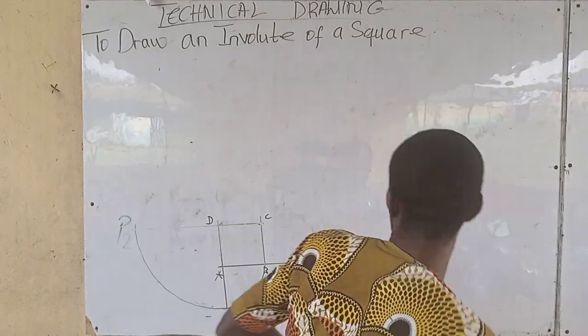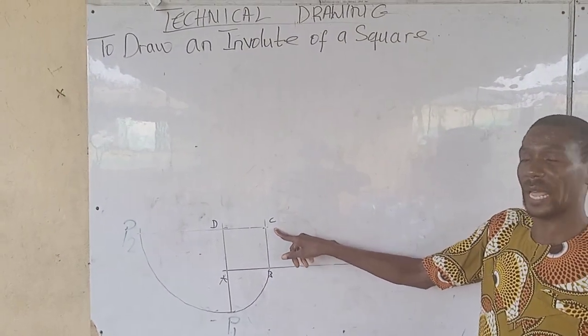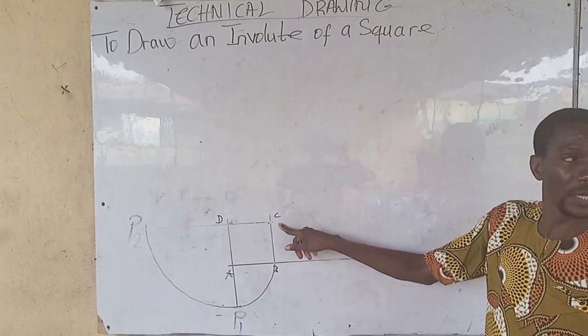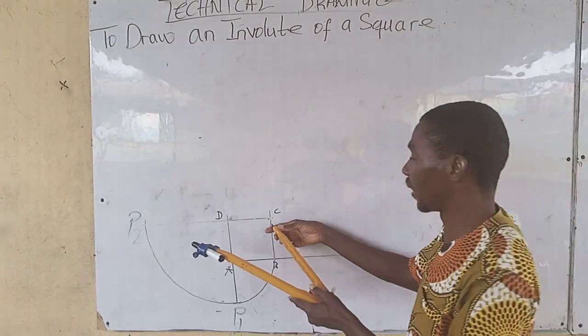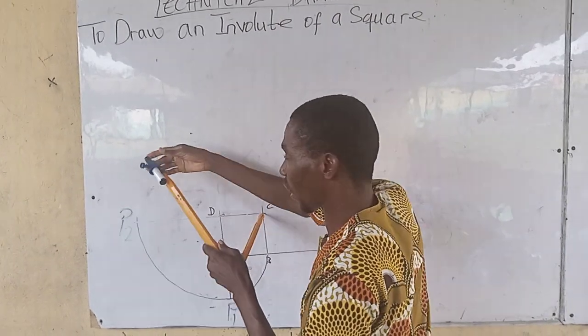Okay, let's move on. So we now use C as our center and the radius P2. Wonderful.